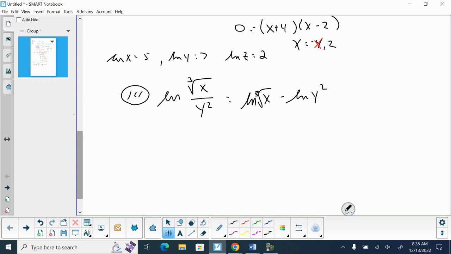Now we have to take a look at the cube root of x. How can we write the cube root of x exponentially? Justin? 1/3. This is x to the 1/3 power. Both your exponents can get thrown out front of your natural logs. So we have 1/3 ln of x minus 2 ln of y. Both these exponents, once again, can go out front.